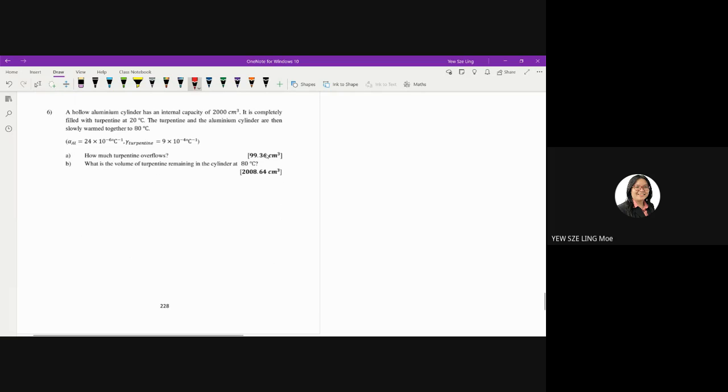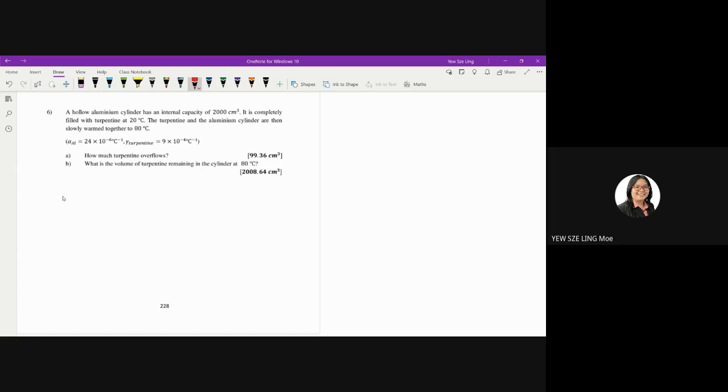Now let's look at question number 6. A hollow aluminum cylinder has an internal capacity of 2000 cm cubed. It's completely filled with turpentine, something like that, at 20 degrees C. They are then slowly warmed together to 80 degrees C. How much of the liquid overflows?